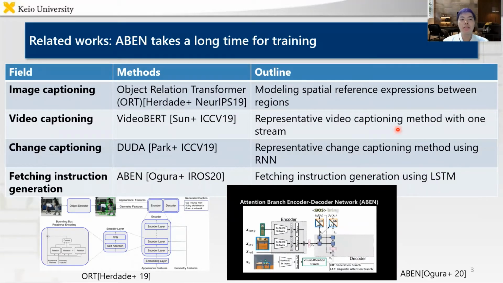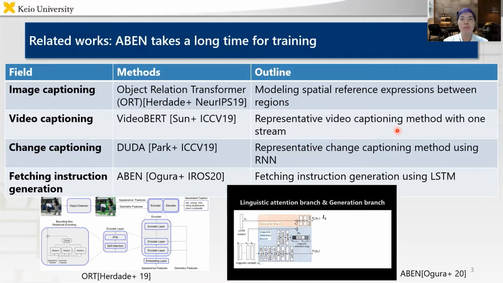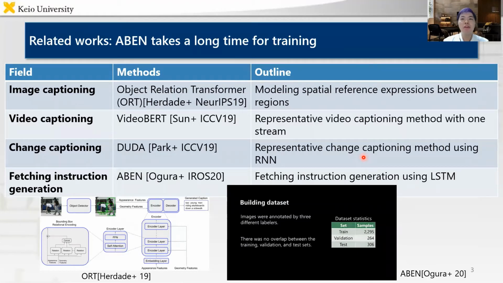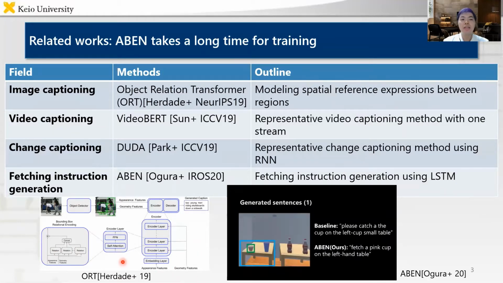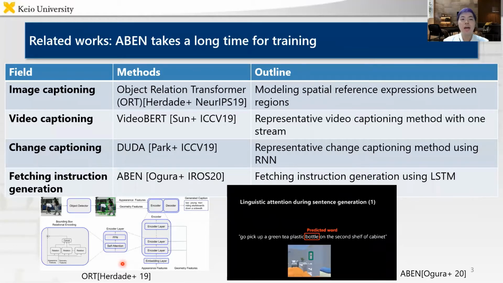These are related works. Transformers have shown overwhelming performance in natural language processing, so they have also come to be used in cross-modal language processing. For example, methods for image captioning tasks using transformers include Object Relation Transformer. This method uses the coordinate information of the object region in the image as geometric features. As I will explain later, our study was inspired by this method.